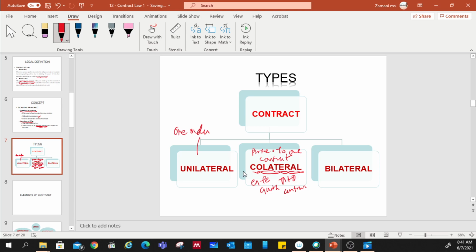Okay, the last one is bilateral, which is the common type, basically. Unilateral is actually not really a fair contract. Bilateral is more the common type, where you have two parties agreed for the offer and proposal. This is the normal type we have for contracts.